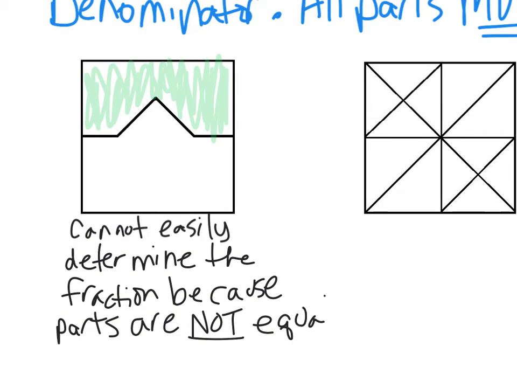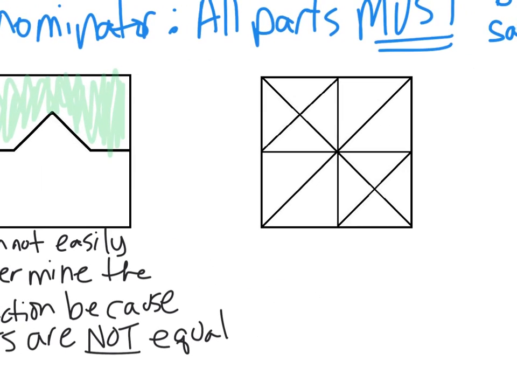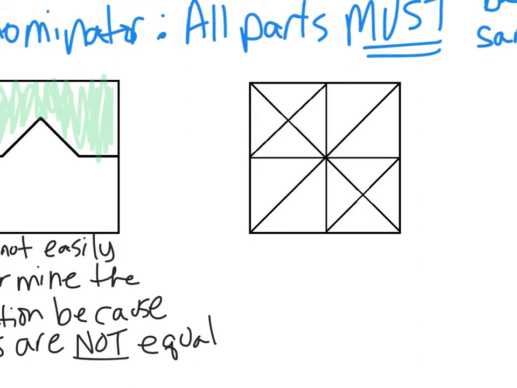So let's look at this second picture. In this second picture, what if we had shaded maybe this piece here and this piece here? So can I easily determine the fraction shaded here? Well, that kind of depends. Right now, if I look, I can't come up with my denominator because all my parts are not equal. Let's get a pen. All parts not equal.